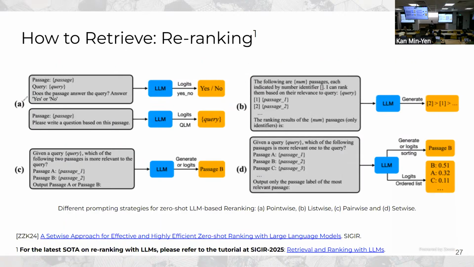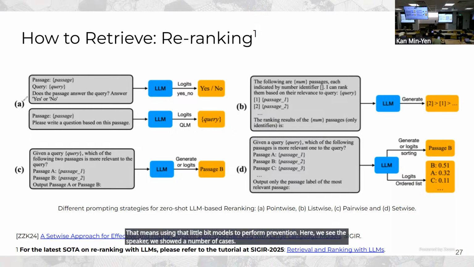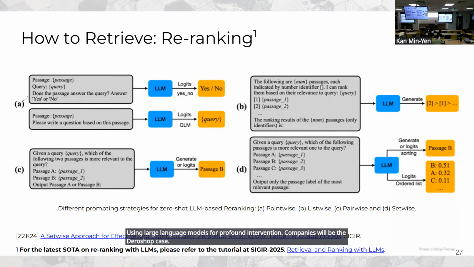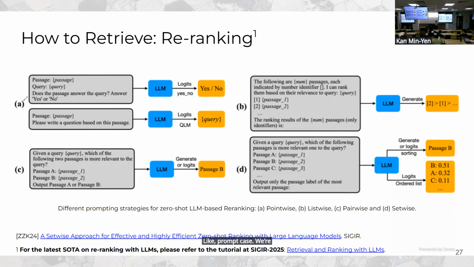Here for ranking, we'd like to emphasize the recent work, that means using large language models to perform ranking. Within the figure, we showed a number of cases using large language models to perform the ranking. Commonly, it will be the zero-shot case, like prompt-based ranking methods. Let's take figure A as an example.